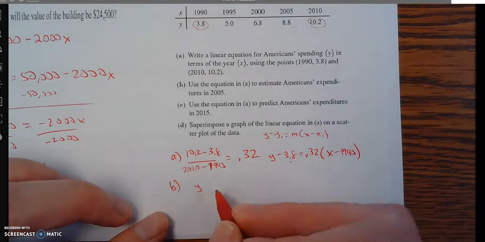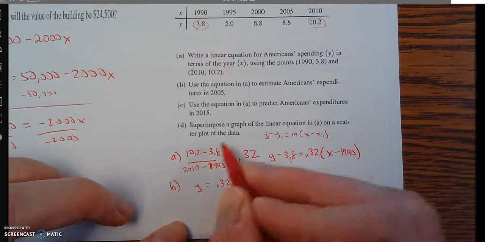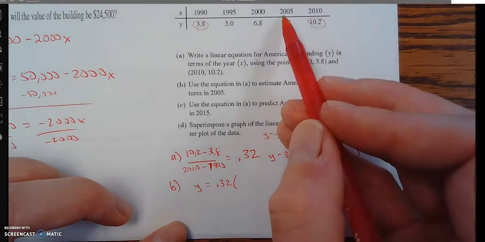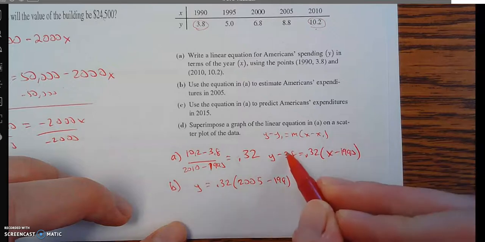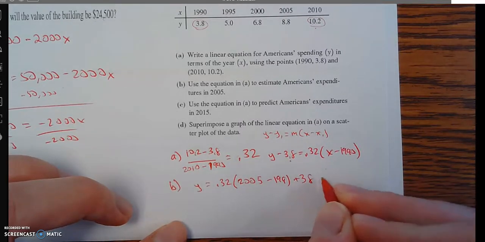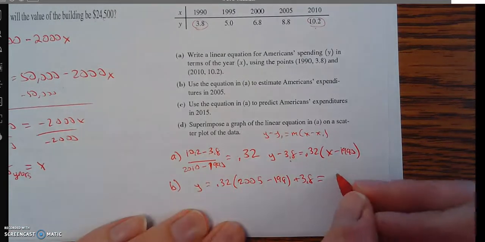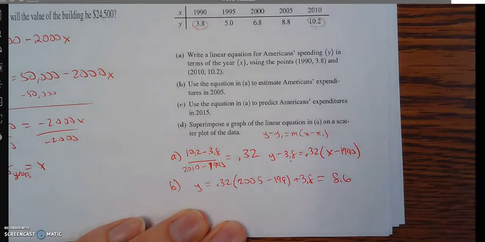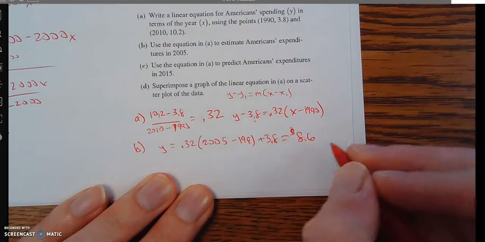So I've got y, and I'm going to go 0.32, and I'm going to plug this 2005 in for x, minus 1990. I'm going to slap that negative 3.8 on the other side as positive 3.8. And then you can put it in your calculator, and it comes out to be 8.6. Now 8.6, remember, this is in trillions. So go up here, in trillions of dollars. Okay, so trillion.